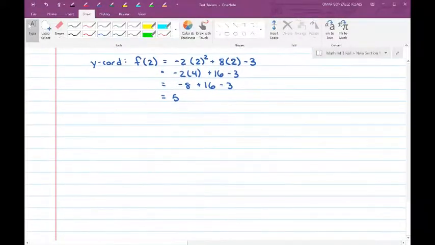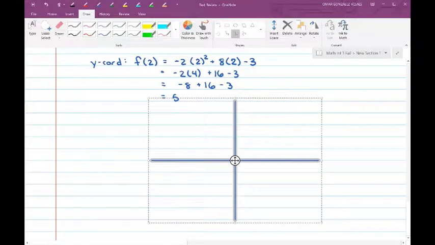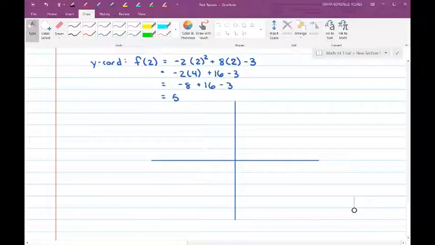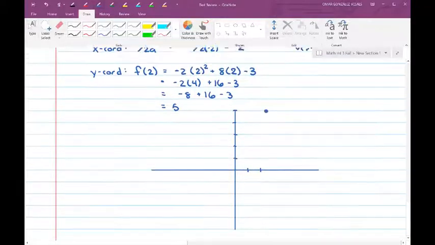Now to graph this, I can graph this easily. So my vertex is 2, 5, so I'm going to go over 2. 1, 2, and up 5. 1, 2, 3, 4, 5. So around there.